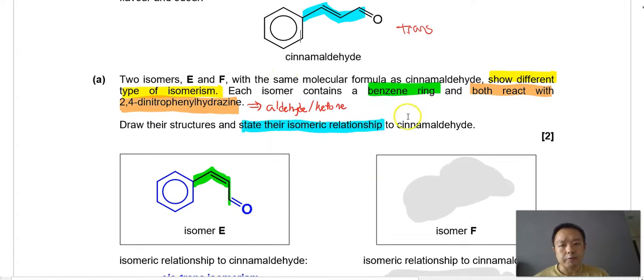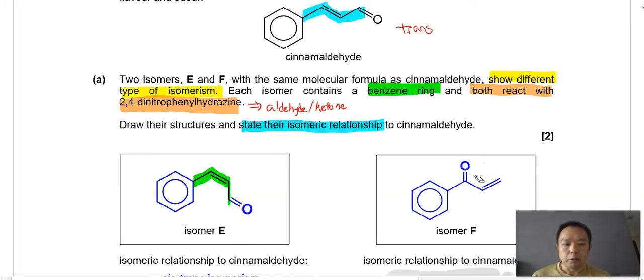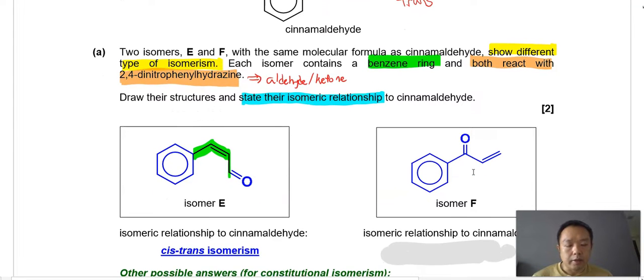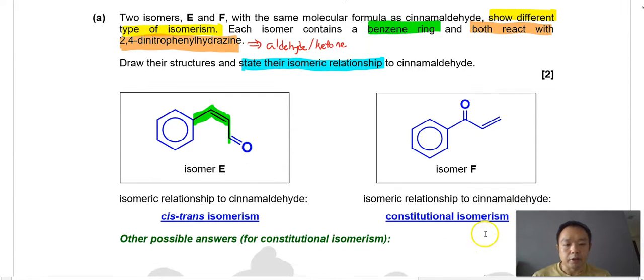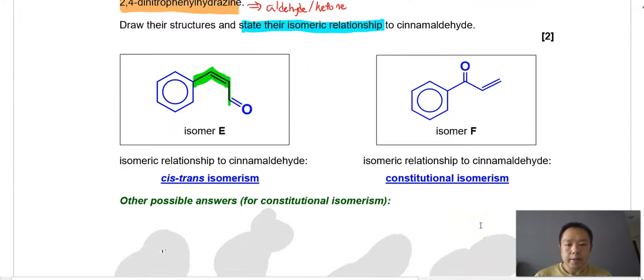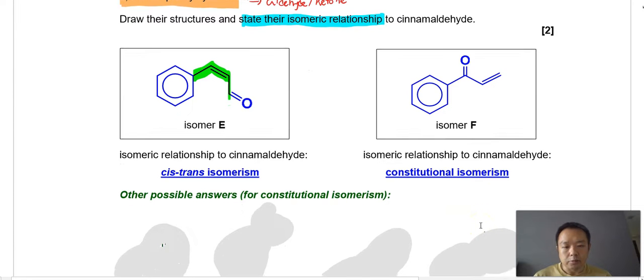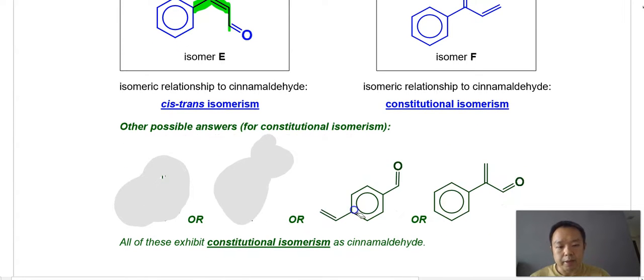One easy way, instead of the aldehyde that you see over here, is to convert it to a ketone. I shift the position of the C=O double bond to somewhere in between, so that I can get a ketone, which also gives a positive 2,4-DNPH test, an orange ppt. But it's an isomer of the aldehyde. So in this case, the type of isomerism will be constitutional isomerism. There are many other possible constitutional isomers, so over here I've given you some of them.